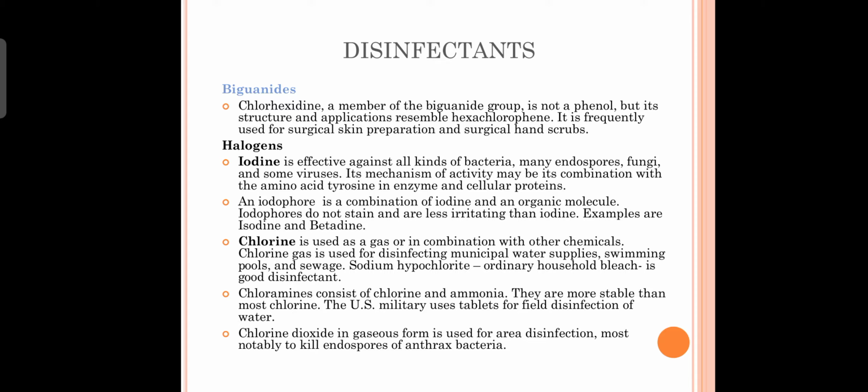The next one is chloramine. It consists of chlorine and ammonia. They are more stable than most chlorine compounds, and the military uses them. The US military uses this tablet for field disinfection of water in the field, like if it is on the ground, for that type of water they will use this. Next one is chlorine dioxide in gaseous form, used for area disinfection, most notably to kill endospores of anthrax bacteria.